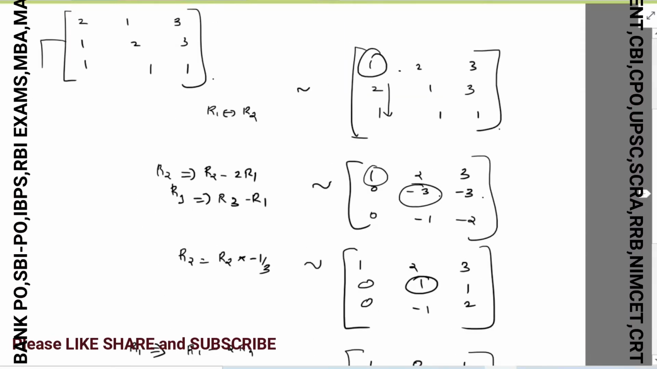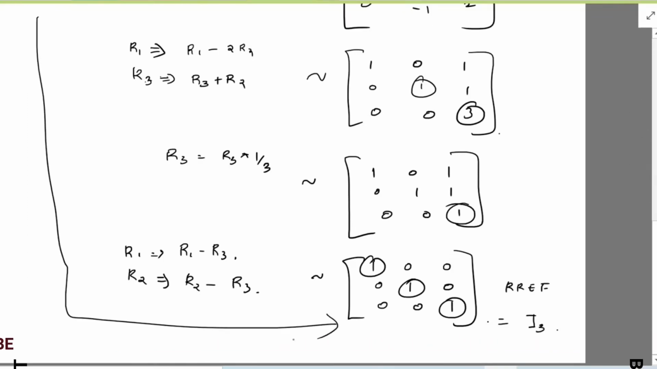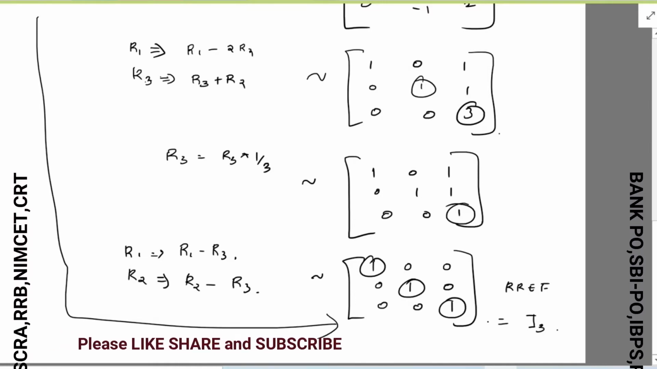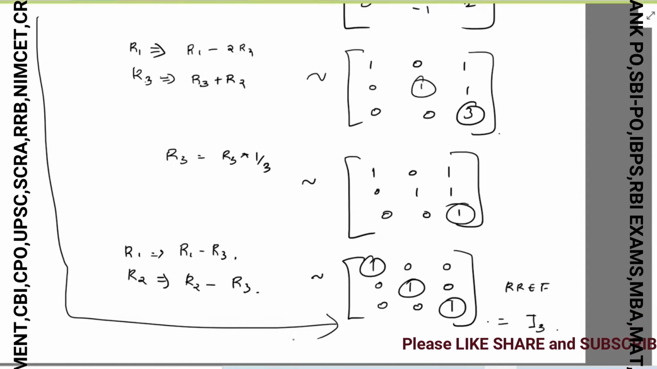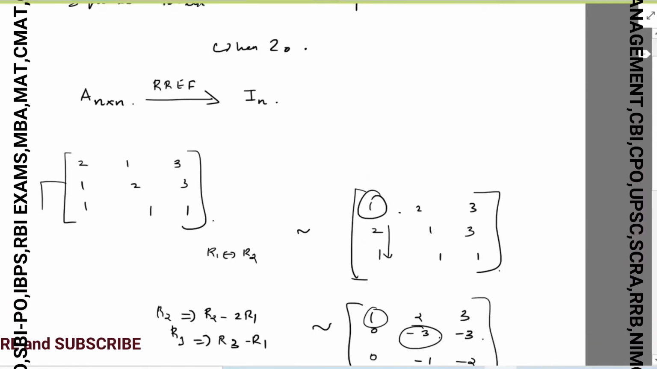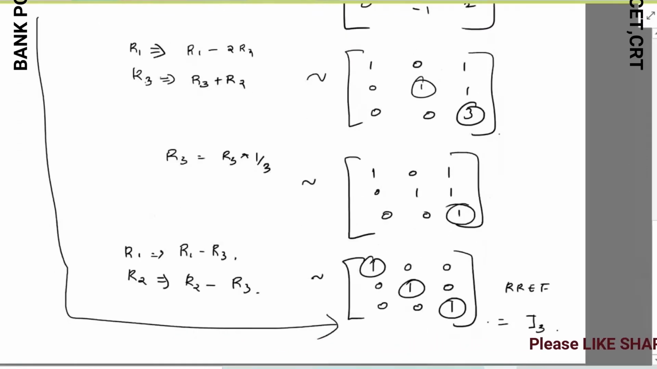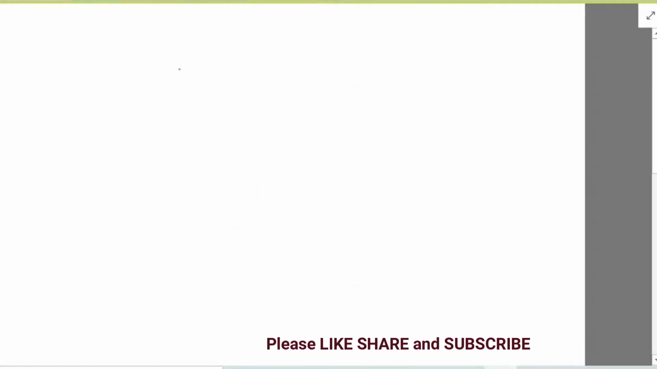So what I am asking is, suppose I take a random square matrix and convert it into reduced row echelon form. Is it necessary that it will always be the identity matrix? If not, when will this happen? When can we say that the reduced row echelon form of a square matrix will be the identity matrix? That is the relation. It happens when the rank is the same as the order.